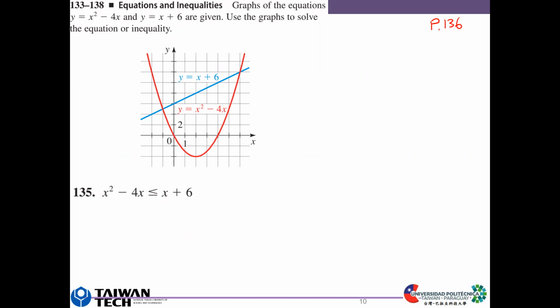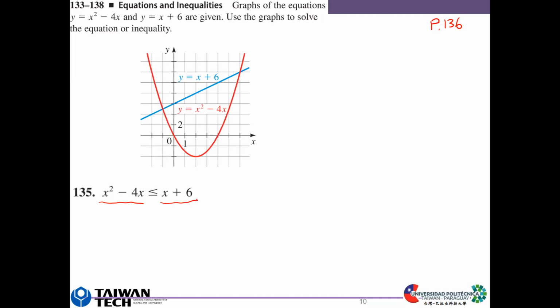So it asks you to graph the equations y equals x squared, y equals x squared minus 4x, and y equals x plus 6, and use the graph to solve the equation or inequality. So we have this first equation, it's a parabola, y equals x squared minus 4x, and the second equation is a line.